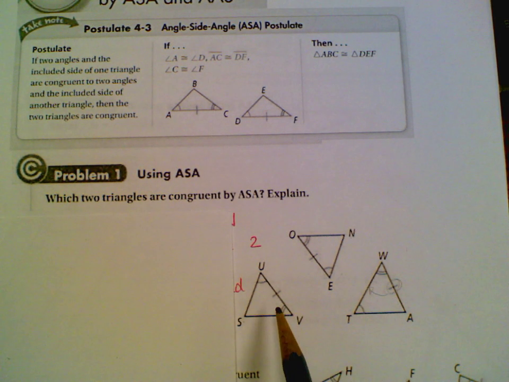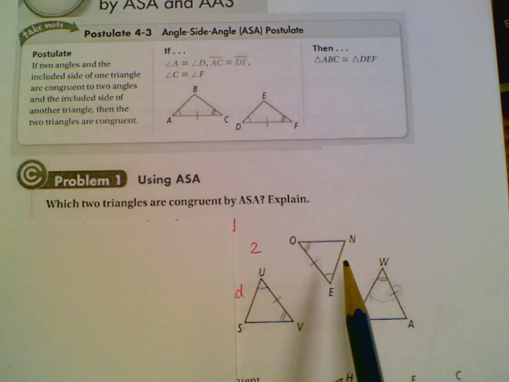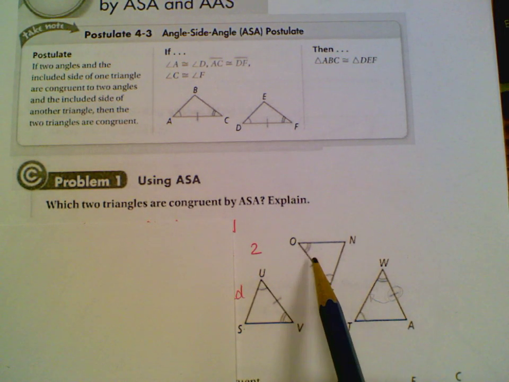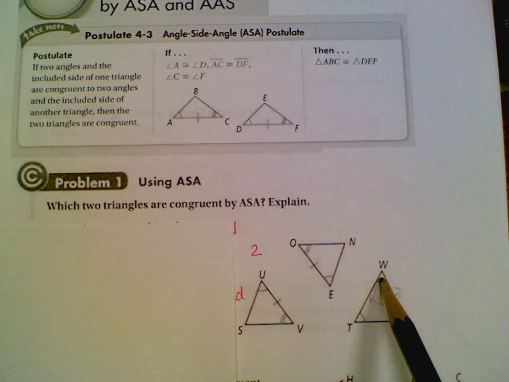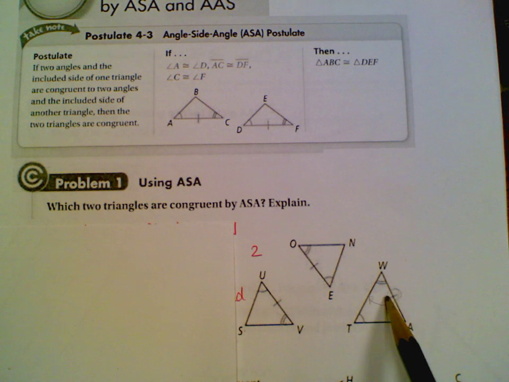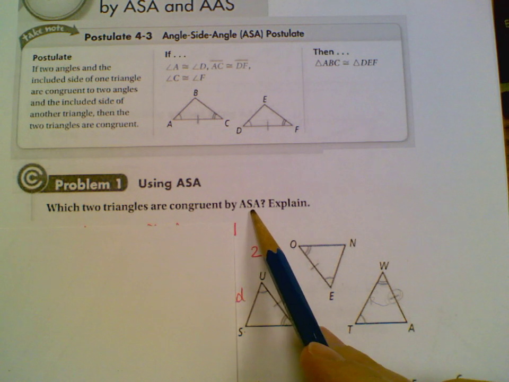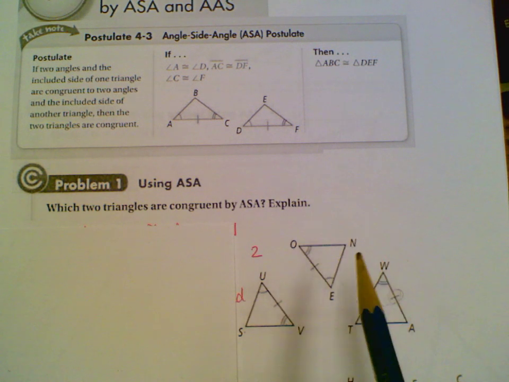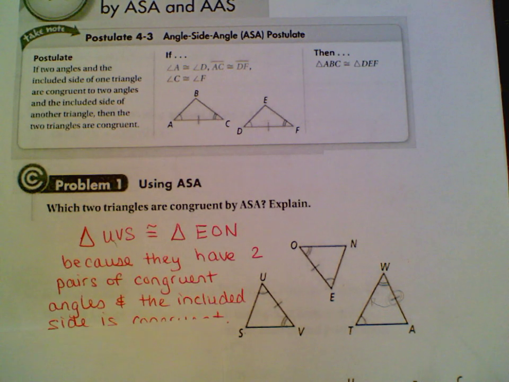So on this first one I see I have an angle side angle. The second one I see I have an angle side angle. On the third one though I see angle angle and then side. So this side would have to be over here in between these two angles in order for me to say I can use angle side angle. So therefore I would say the first two triangles, triangle UVS and triangle EON.